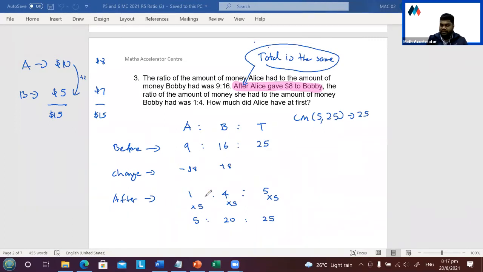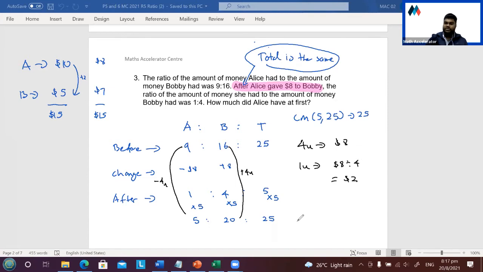All right, so in this case, can you tell me how many units is $8 then? Very good, because it checks out, right? Here, minus 4 units. But here, there's an increase in the same 4 units. So therefore, 4 units equals $8. So what's the question asking? How much did Alice have at first, right? So go and find 1 unit. $8 divided by 4 will get you $2.